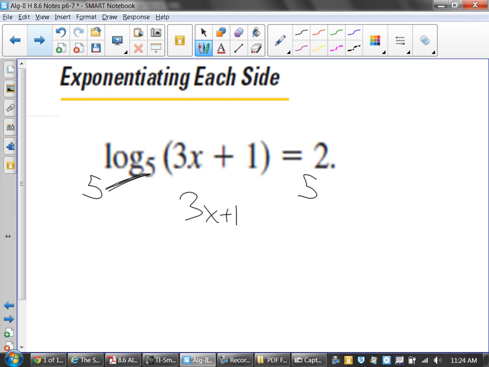You get 3x plus 1 is 25. Okay, you get 3x is 24, x is 8. Very good. Again, what you're doing is exponentiating. When you have a single log, what you'll have to do is basically use the base of the log as the new base, and the problem becomes an exponent. That's why they call it exponentiating. Really isn't that bad, is it?